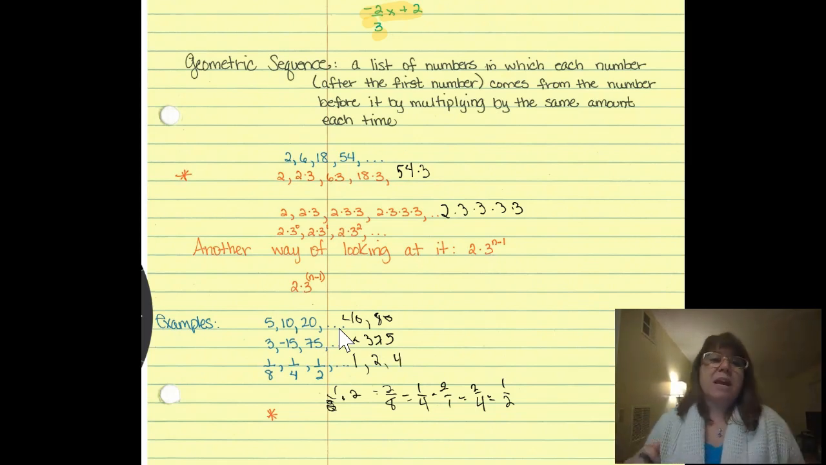So that's geometric sequences. You just got to figure out what it is multiplying to get to the next number. It could be negative. It could be a fraction. It could be positive. It could be a big number. It could be a little number. So just think about what happened to that first number to get to the second number, and that usually will start your pattern.